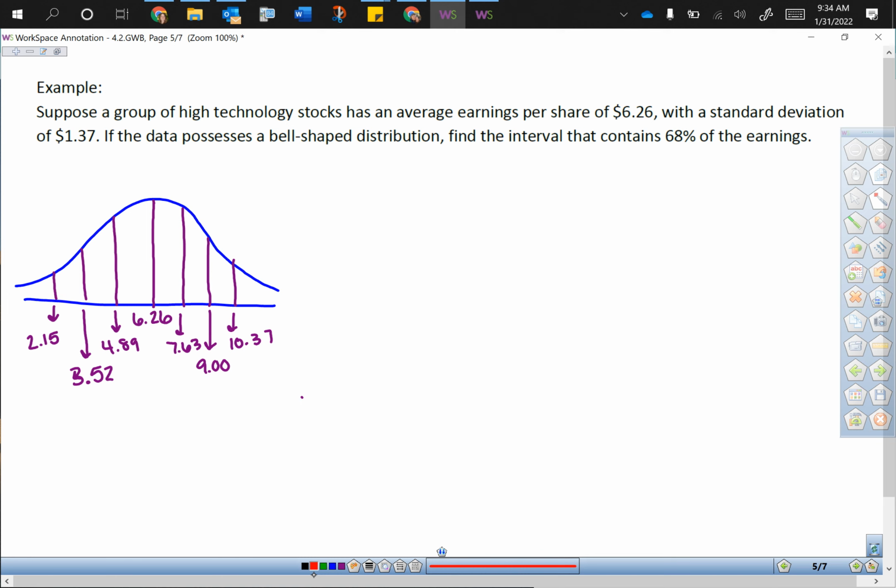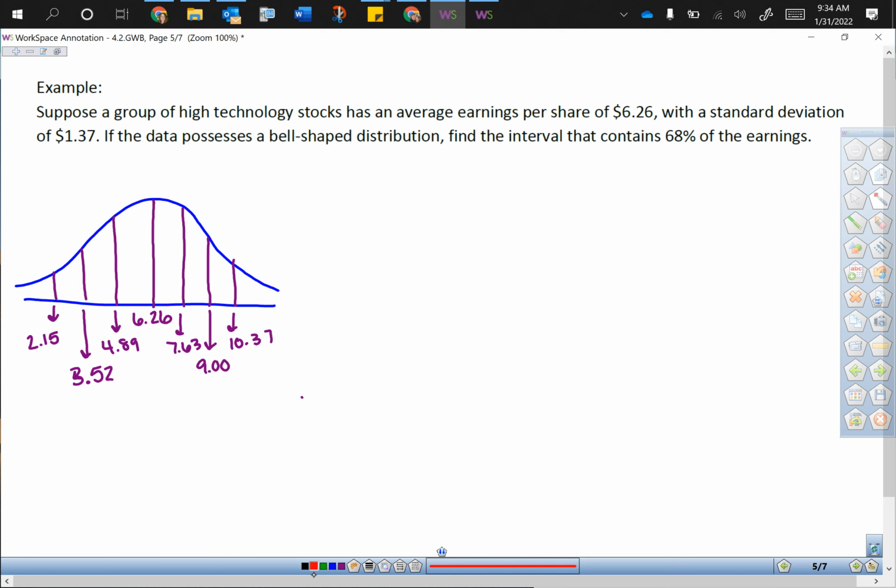Suppose a group of high technology stocks has an average earning per share of $6.26. So per share, on average, you're going to earn $6.26. But they do have a standard deviation of $1.37. So you can earn more and you can earn less per share, but those are standard deviations. So if you earn $10.37 per share of the stock, is that going to seem very likely? Like, do you think that's really going to happen? No, the chances of that happening are not very high.